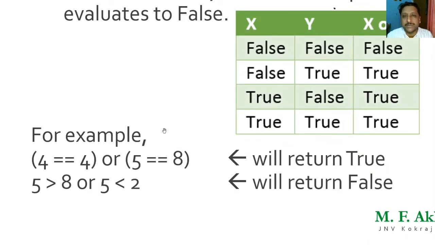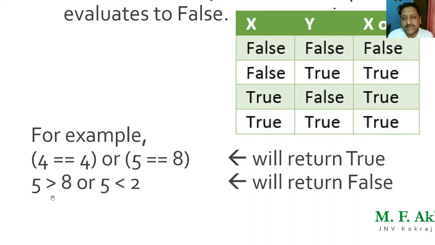For example, here we are giving 4 equals 4 or 5 equals 8. Two relational expressions are given: 4 equals 4 is the first, and 5 equals 8 is the second. The first will evaluate to true, but the second will evaluate to false, because 5 is not equal to 8. Then the OR operator will return true, because out of the two, one is true.